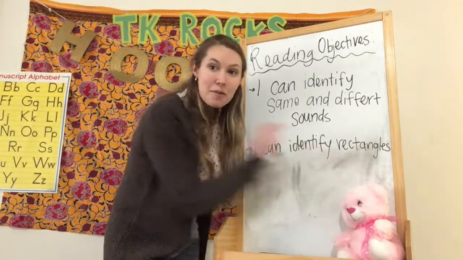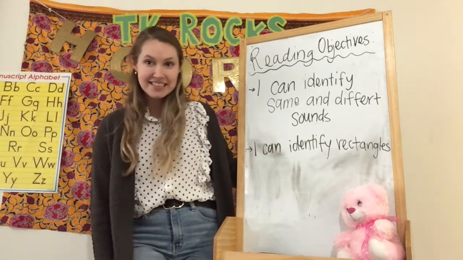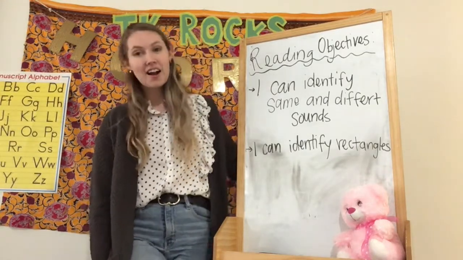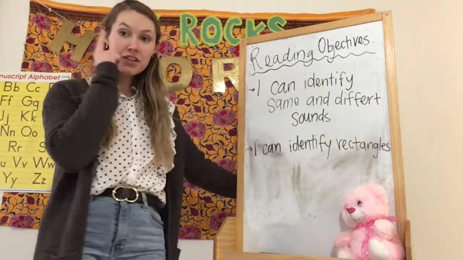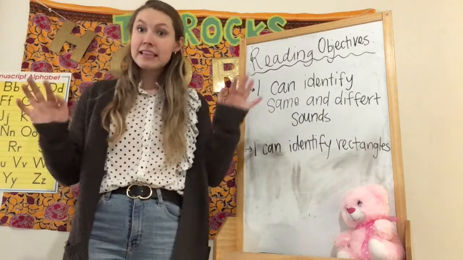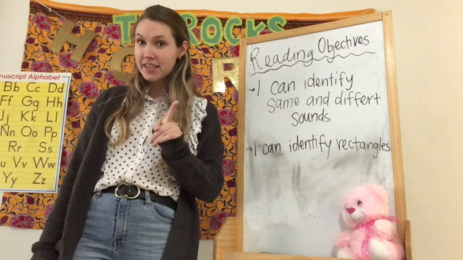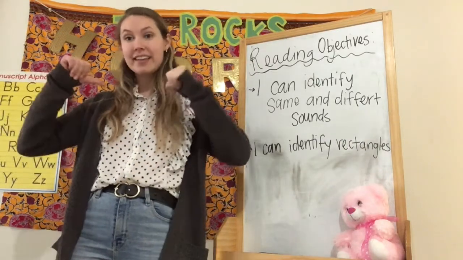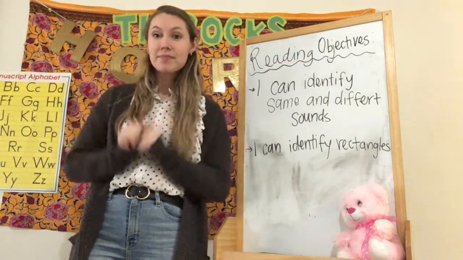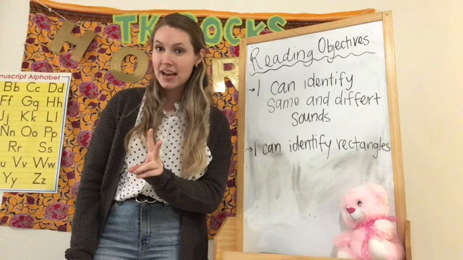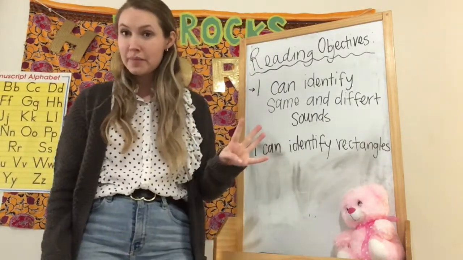Got Pink Bear here. Pink Bear and I are going to tell you about our objectives for today. Objective is what we are going to learn. I can identify same and different sounds. That's our first objective. Our second objective is I can identify rectangles. So we're going to be working on two different things today because we're working on activity pages 3 and 4. So make sure you have your activity pages out.